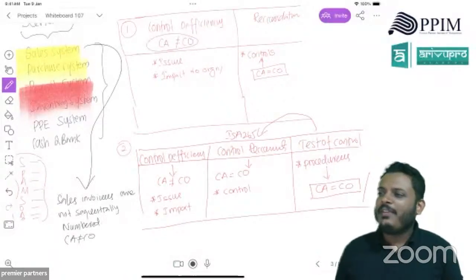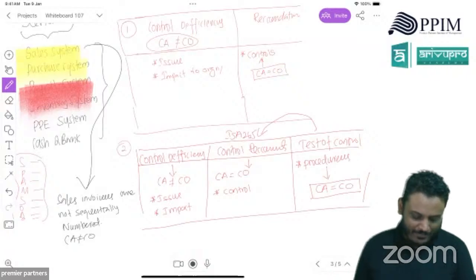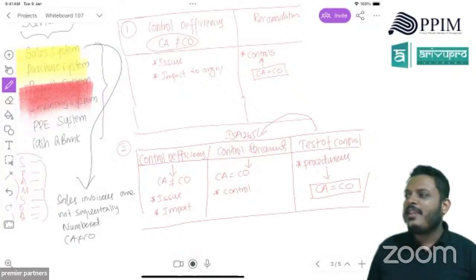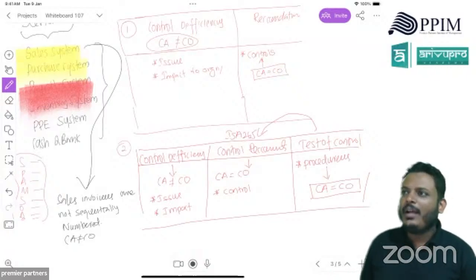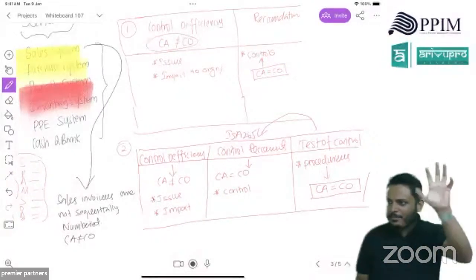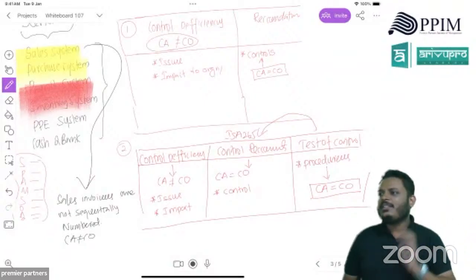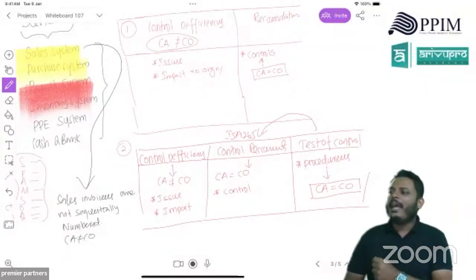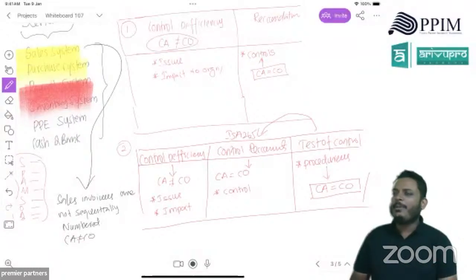Through audit software, what we can do, simply, is a sequential check. In that case, there is no need to select a sample. The entire population, the entire set of sales invoices, you can run through the system and identify whether it is sequentially prepared or not.